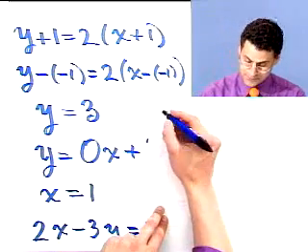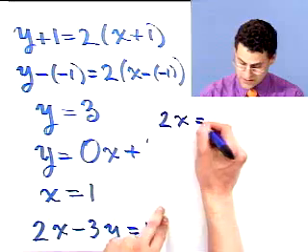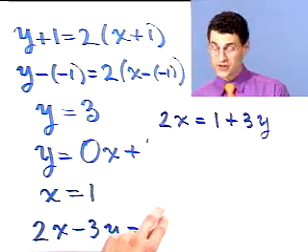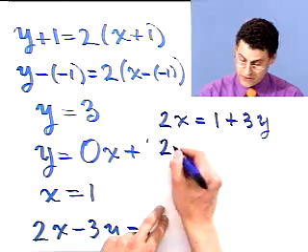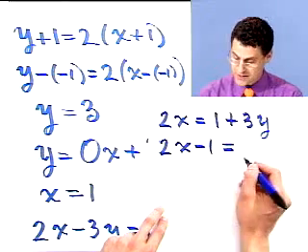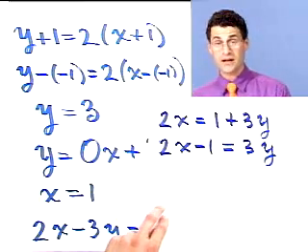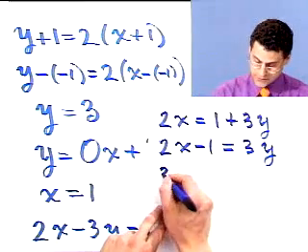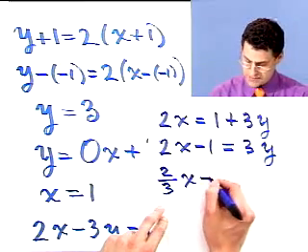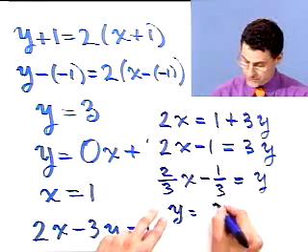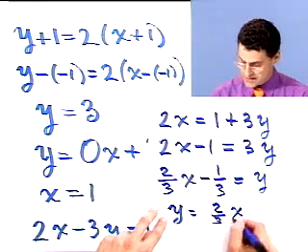So I see 2x equals 1 plus 3y. Then I'll subtract 1 from both sides. And I see 2x minus 1 equals 3y. And if I divide both sides by 3, I would see that 2/3 x minus 1/3 equals y. Or y equals 2/3 x minus 1/3.